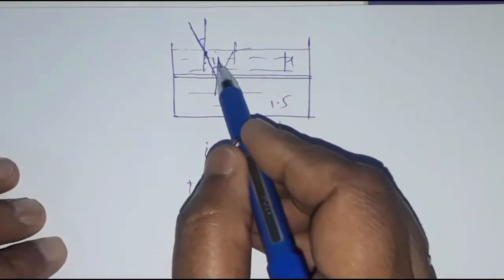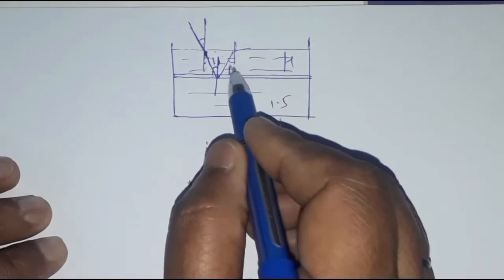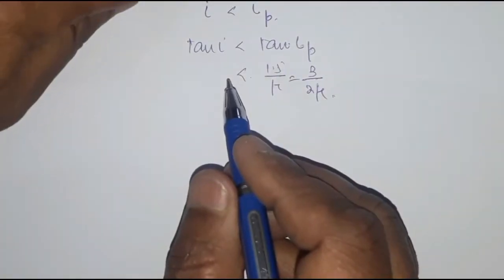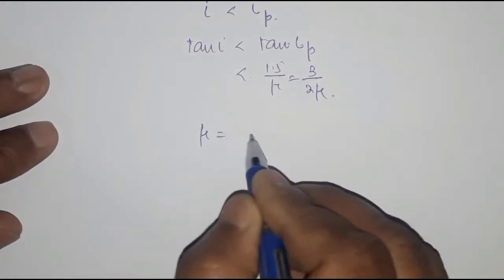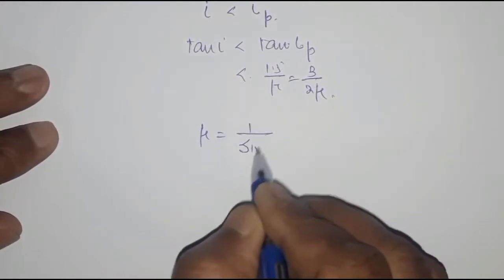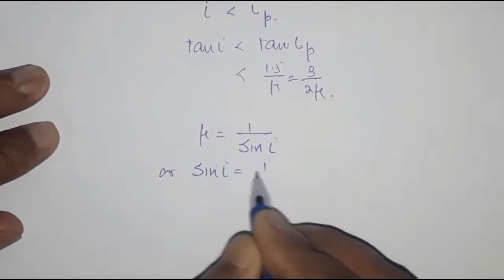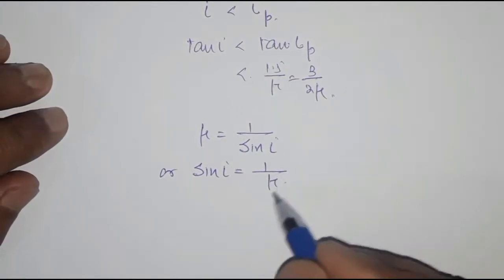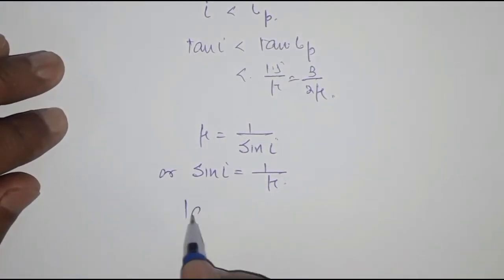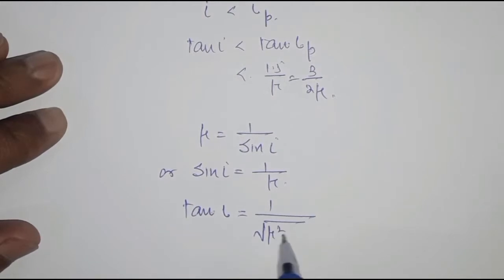But this is I, this is I, this is also I, and this must be the critical angle. So for this critical angle I, you know that mu is equal to 1 upon sine I. So sine I equals 1 upon mu, and cos I you can find out as root of mu square minus 1 by mu. So by applying trigonometry, you can calculate that tangent I is 1 by root of mu square minus 1.